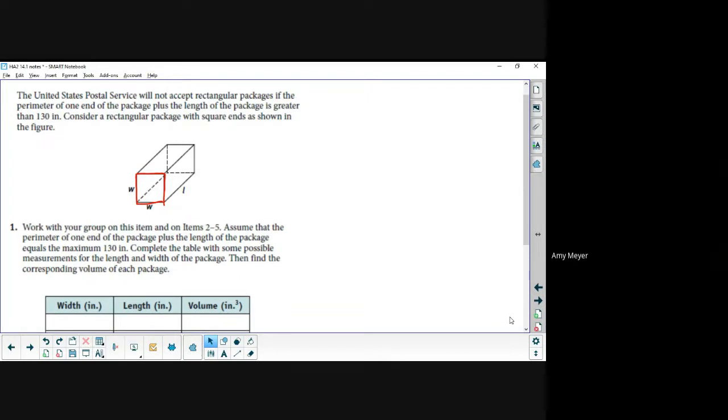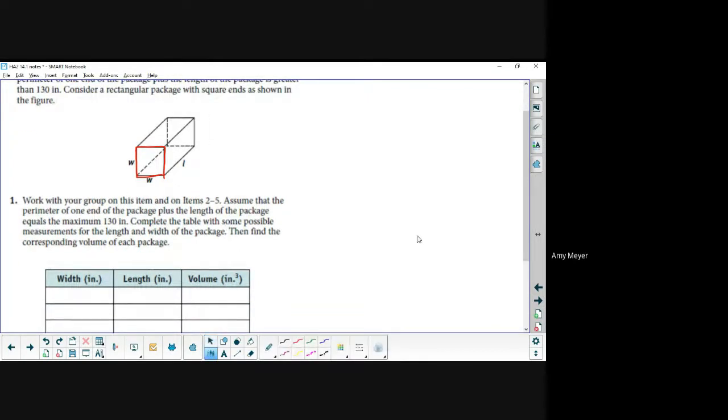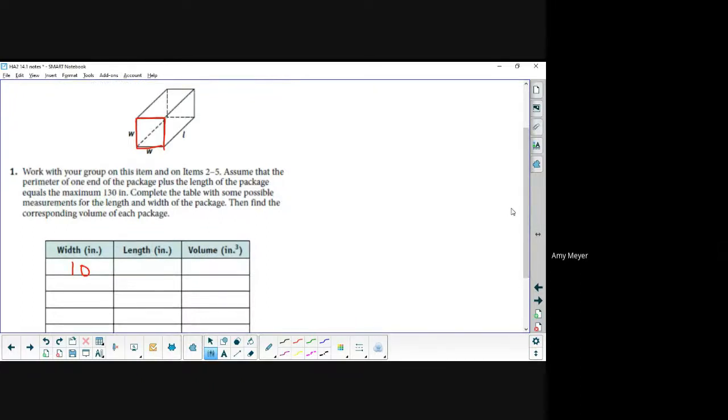So let's come up with a width. Let's say I want a width of 10. My table is already labeled, so I don't need to put 10 inches. If I want the width to be 10, that means I've got 10, 10, 10, and 10. So I've already got 40 inches accounted for. The most amount of inches I'm allowed is 130. So how much would be left for the length? You can just say it out loud when you know it. What's left? I've used 40 and I have 130. 90.